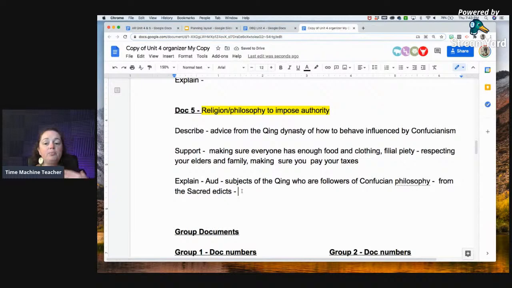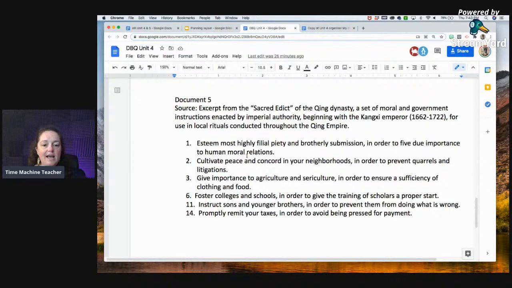So it's pretty straightforward. It gives them direct instructions of how to act. And we could say that because they are the followers of Confucian, it's using vocabulary that they would know from the sacred edicts.